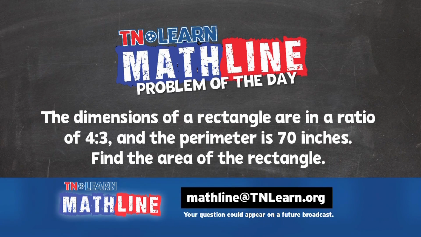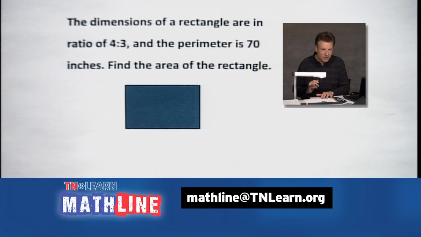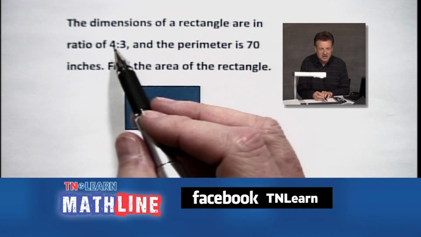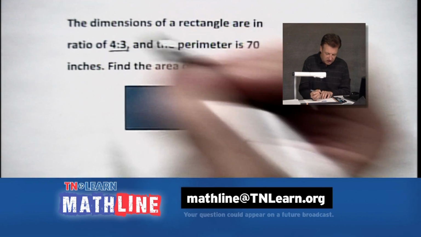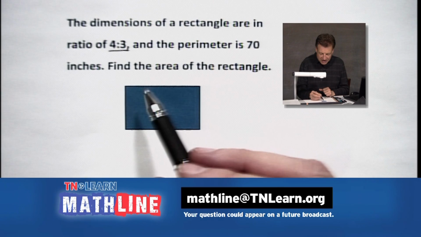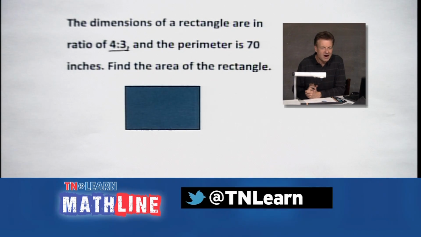Oh my goodness, all sorts of stuff going on. Let's take a look at this problem. Let's analyze it. First of all, we've got dimensions that we really don't know. We know they're in a 4 to 3 ratio, and that's important because it means one of the dimensions is a little bit longer than the other. And we've got our rectangle already drawn for you here, looking good.